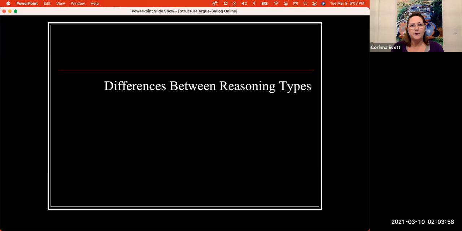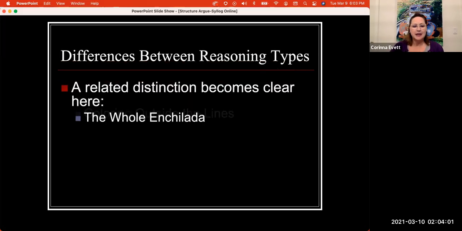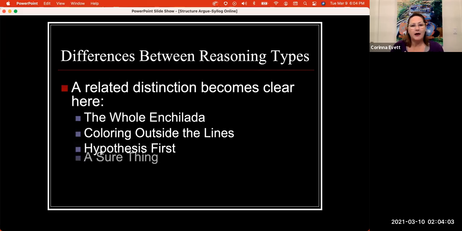Okay, so here's the differences with the reasoning types. The whole enchilada means in a deductively reasoned argument, the premises contain all of the information needed to get to the conclusion or for the conclusion to make sense. Whereas with an inductively reasoned argument, we have more flexibility. I like to call it coloring outside the lines, because sometimes the premises will go beyond the conclusion.